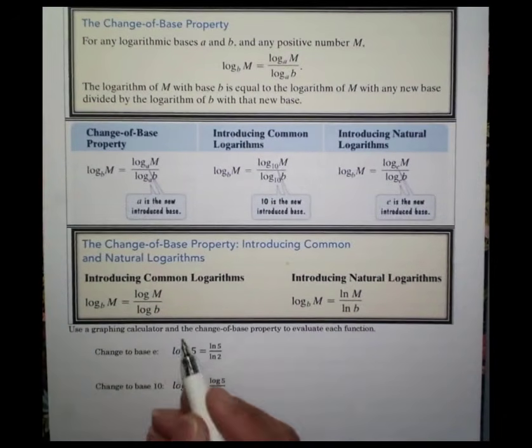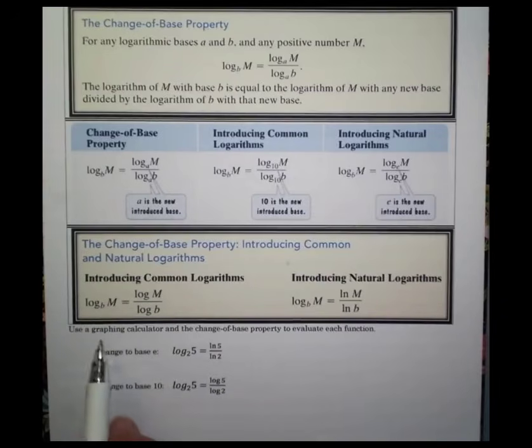It says use a graphing calculator. Mine I've changed already. It used to say a graphing utility. So use a graphing calculator, change the change of base property to, and not graph, we're going to just evaluate each function. So if you'll make those changes to your handouts if you have them printed wrong.